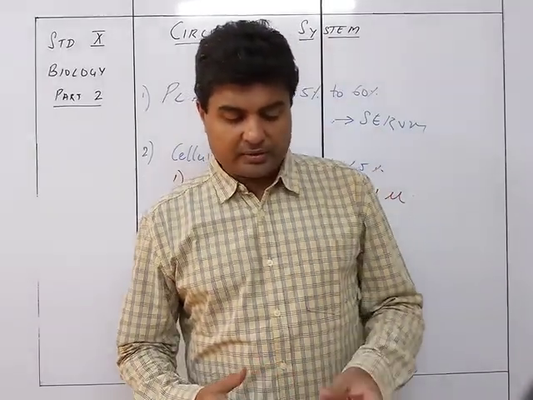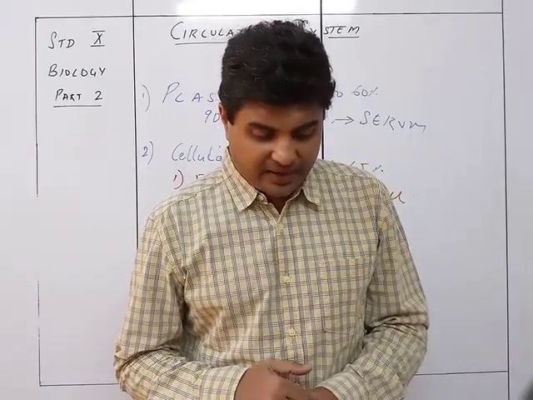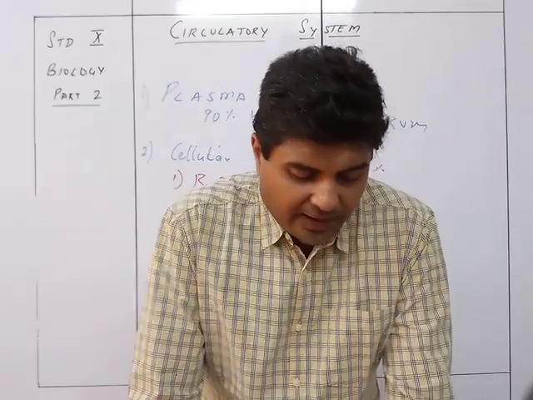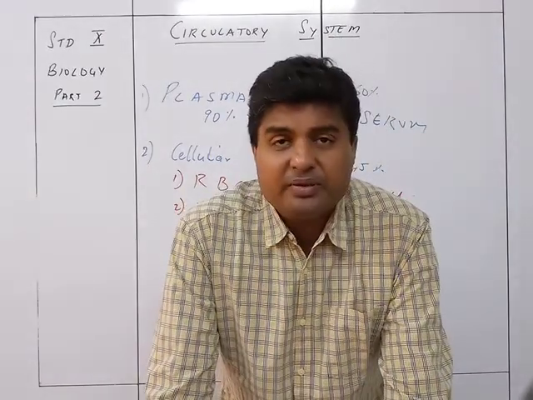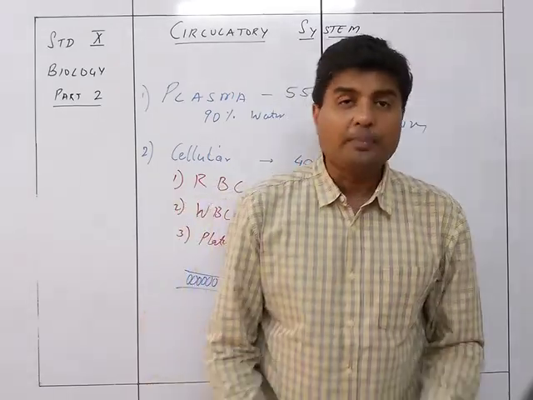And there are also two diseases. An abnormal increase in the RBCs is called polycythemia, and an abnormal decrease in the RBCs is called erythropenia. So that was about the RBC.